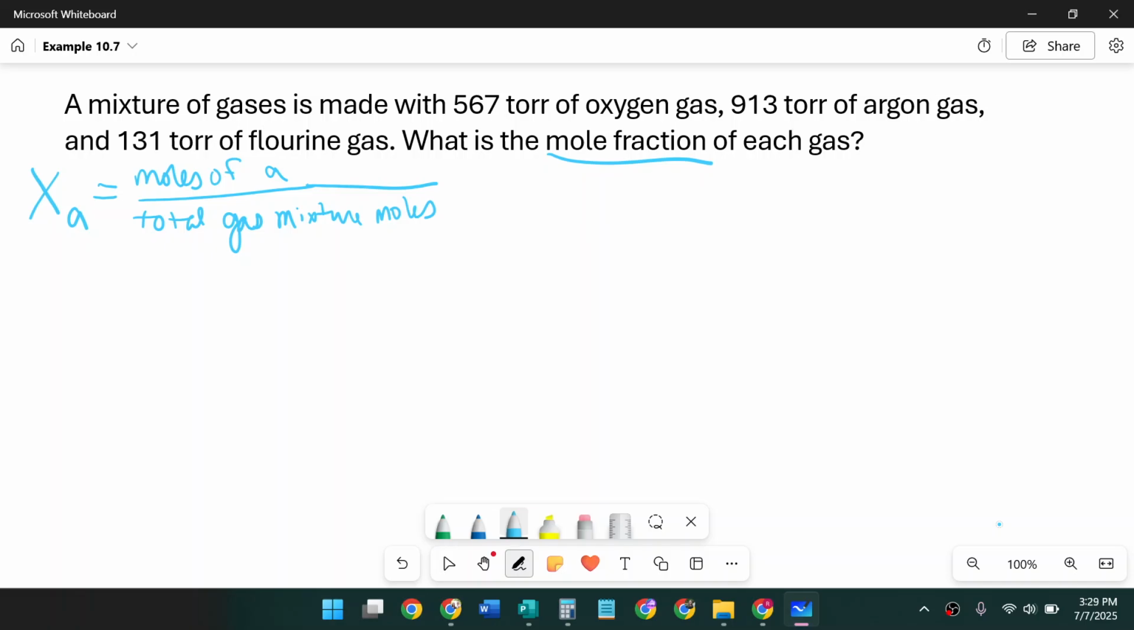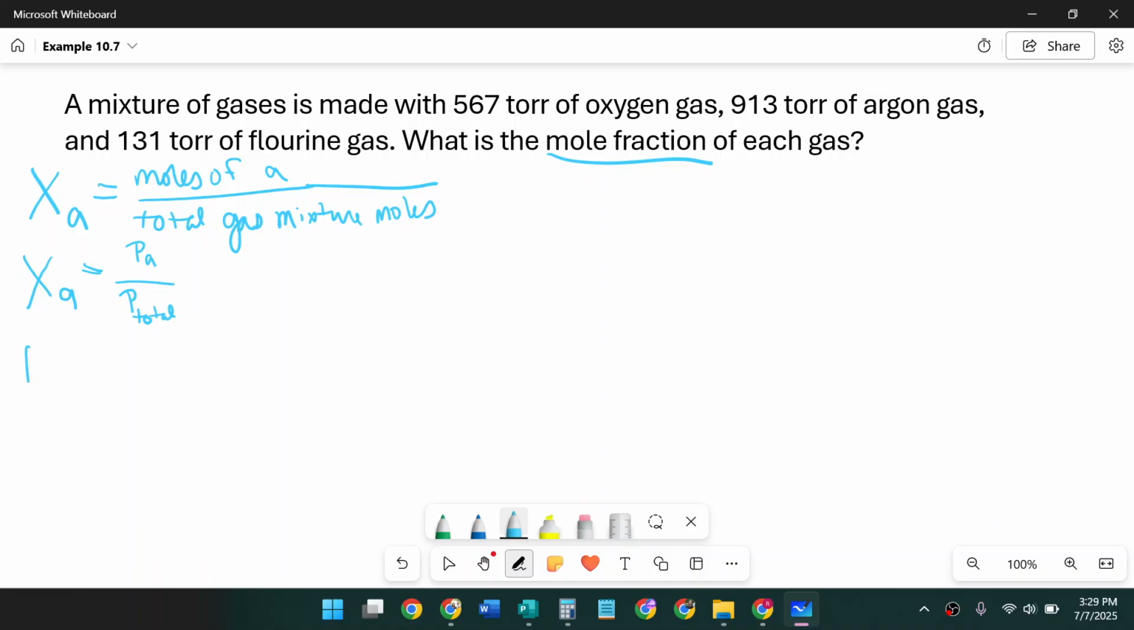But we also learned that it works with pressures too. So instead of saying X of A is the moles of one thing over the moles of the total, we can say just the pressure of that one thing over the pressure of the total. In this case, torr is just a unit of pressure, and they've given us torr, and they just want to know the mole fraction. So we can do the same thing that we did in the last one.